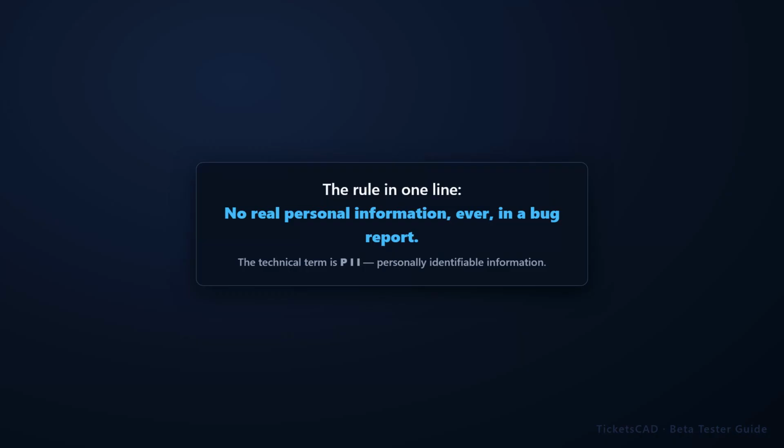So the rule, in one line: no real personal information, ever, in a bug report. The technical term for that is PII, Personally Identifiable Information. Keep it out, use fake stand-ins, redact your pictures. With that in mind, let us move to the second half, sending your report to us on GitHub.